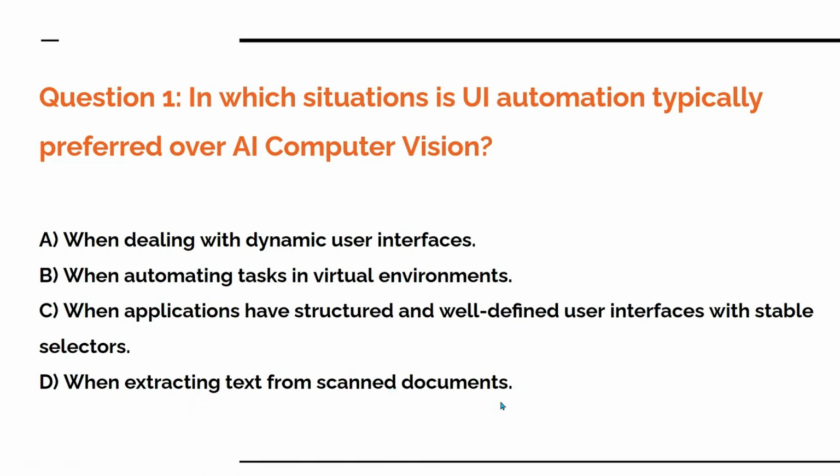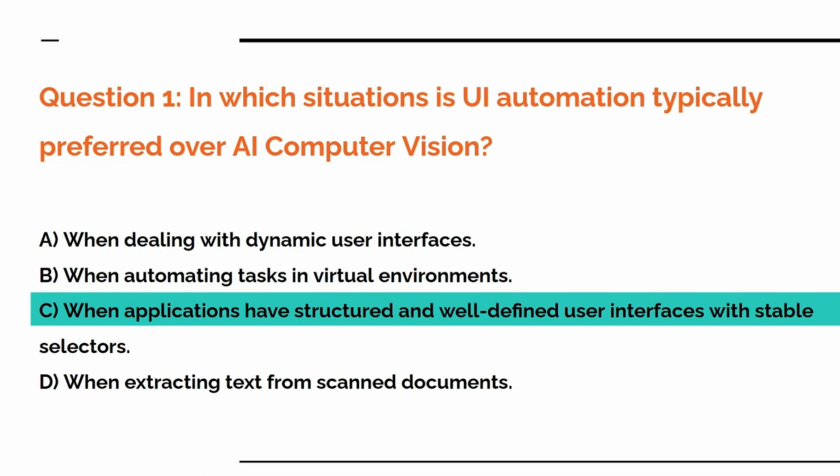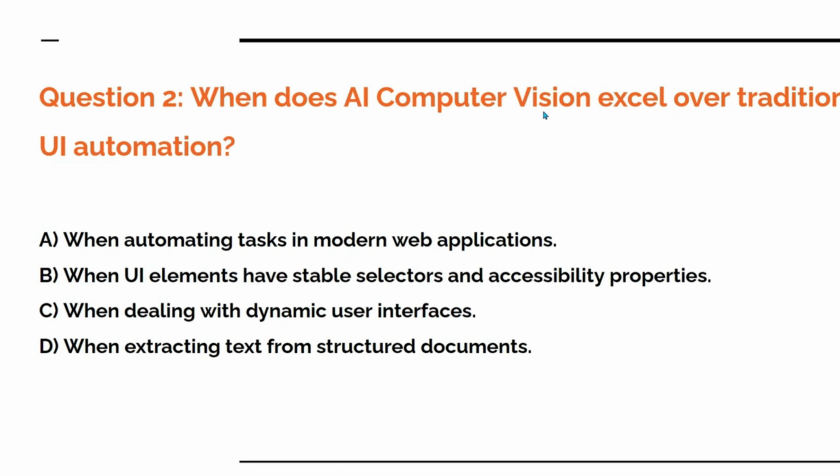I want you to pause this video and comment your answer. Simply write question 1 or Q1 and your answer. Doesn't matter if you're right or wrong, please do comment, so that it becomes quite interesting to see people participating in the questions that I have framed. So let me reveal the answer. The answer is C. When applications have structured and well-defined user interfaces with stable selectors, we have to go for UI automation. Let's see our next question.